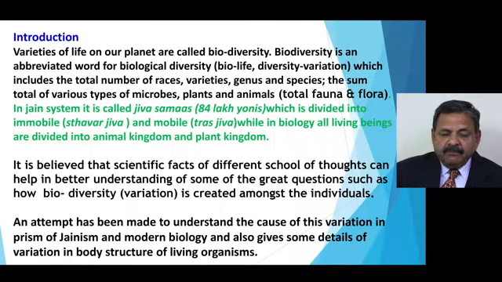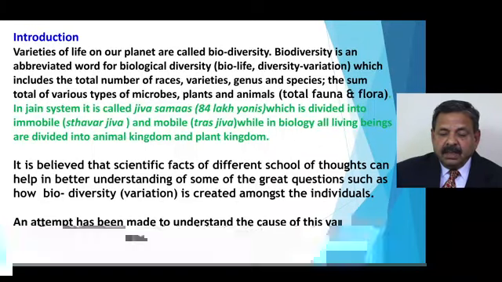So in biology, the entire living organism is divided into two domains, the animal kingdom and the plant kingdom. This animal kingdom is further divided into various classes, subclasses, orders, phylum, etc. Similarly, the plant kingdom is also divided into various classes, orders, genus, species and so on. But in the Jain system, there is only one kind of classification, that is the sthavar and the thras jivas.